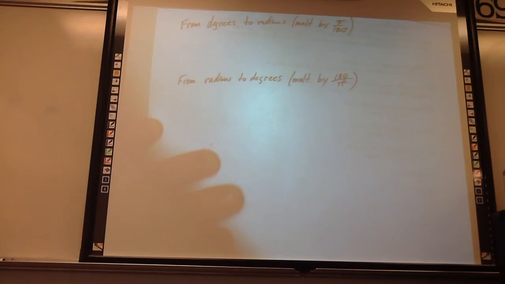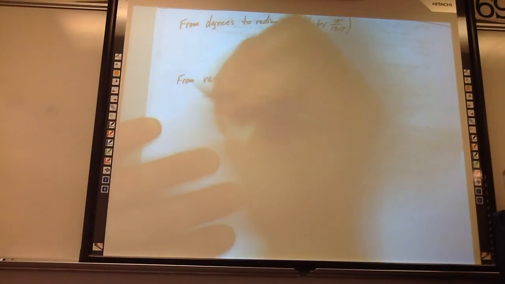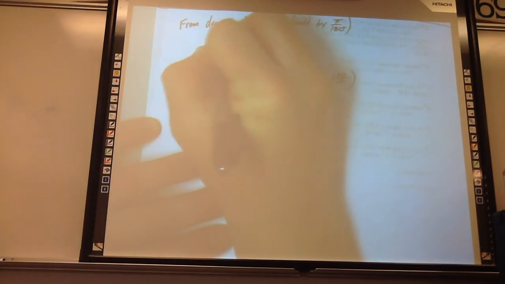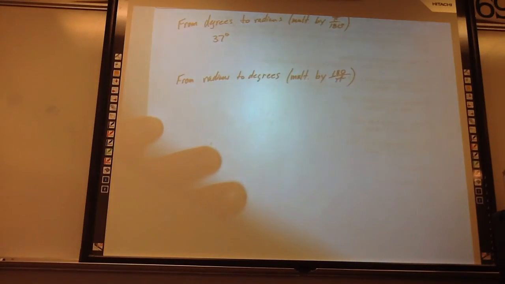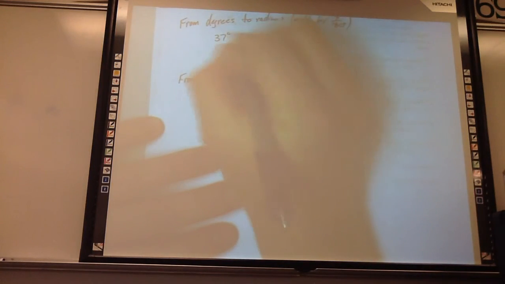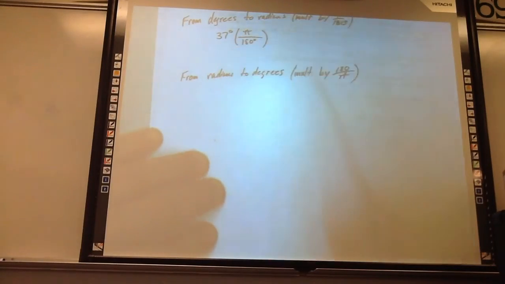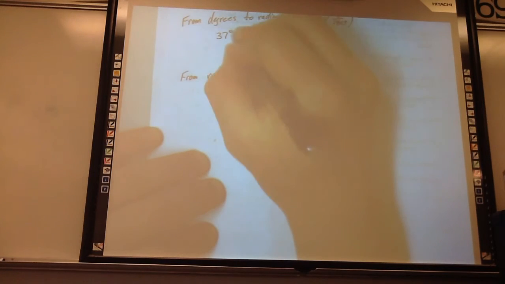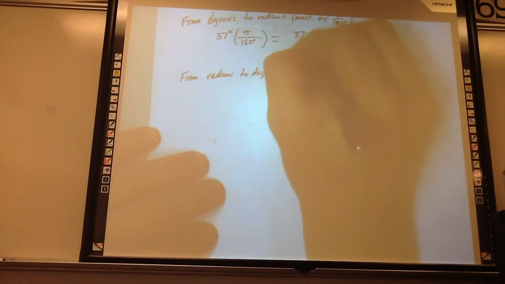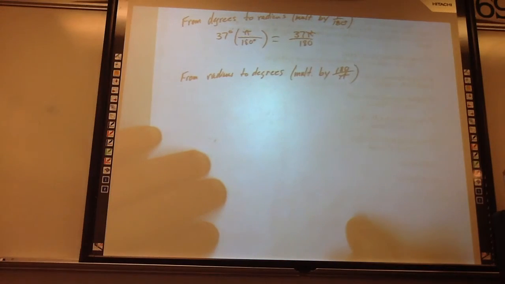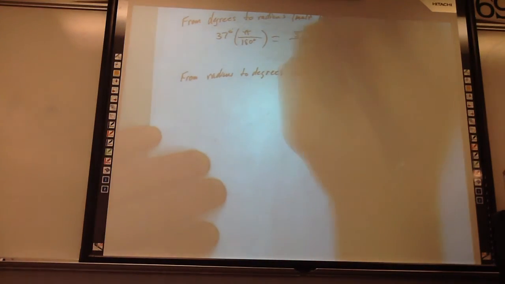Let's say I have 37 degrees. That's going to be an ugly answer. I want to convert it to radians. The way you remember which one to use, pi over 180 or 180 over pi, is you want the units to cancel out. You want degrees on top and degrees on bottom so that the degrees cancel out and your answer is in radians. So you want 180 degrees on the bottom and pi on top. Then the degrees cancel and your answer would be 37 pi over 180. You could reduce that if it was reducible, but you can't, so that would be your answer.